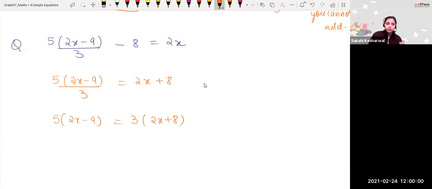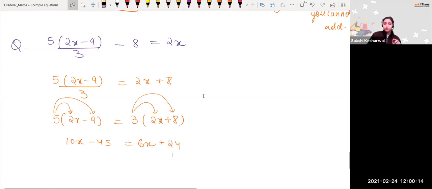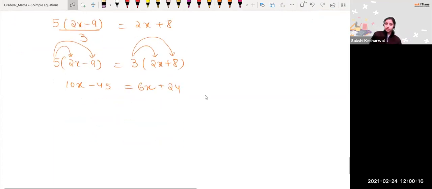So now use the distributive property. 5 into 2x is 10x, right? 5 into minus 9 will be minus 45, is equal to 3 into 2x, which is 6x, and 3 into 8, which is plus 24, right? Keep the sign: positive into negative is negative. So this is 10x. Now you have to put all the x's on this side, right? So 10x, and now this is 6x. You transpose the 6x to this side and 45 to this side.